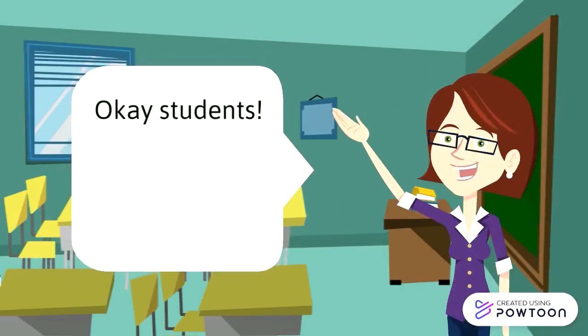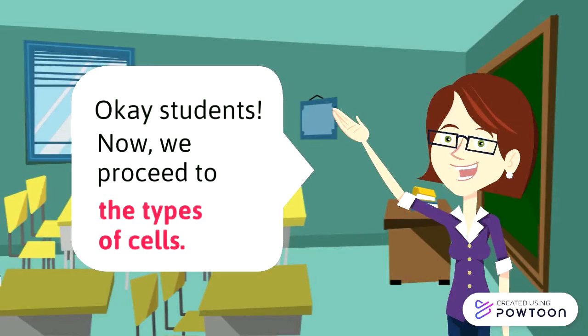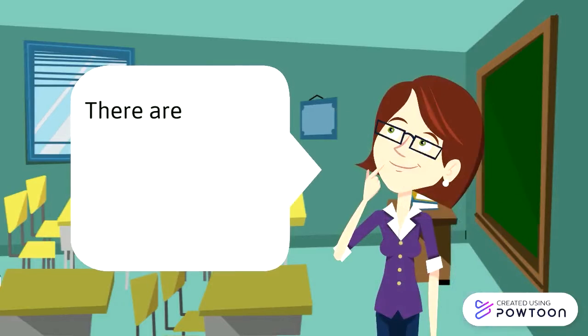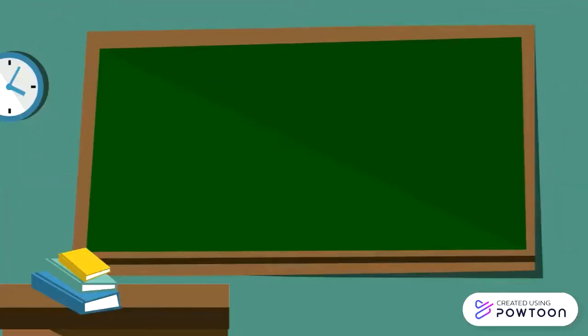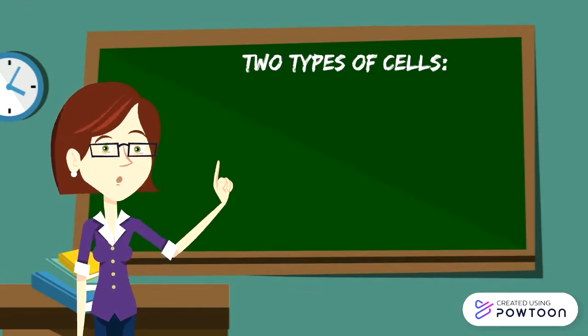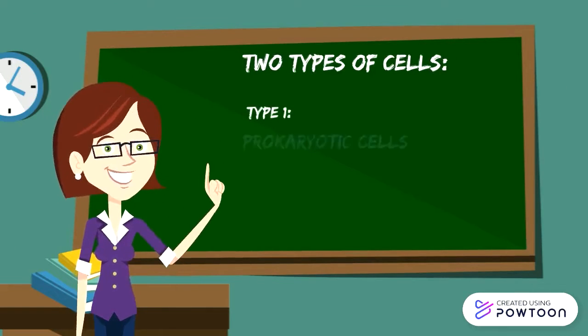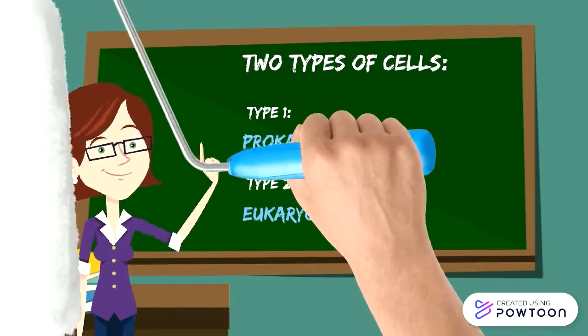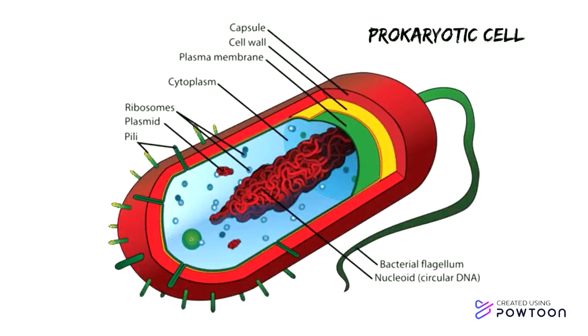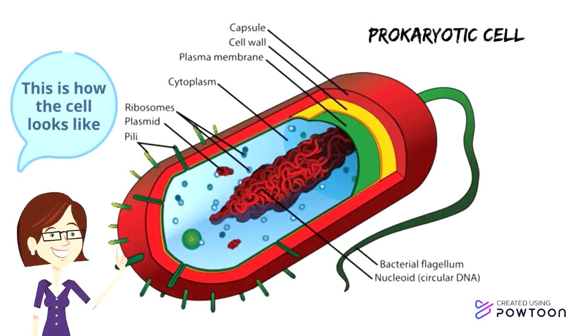Okay, students, now we proceed to the types of cells. There are two types of cells. Do you want to know what they are? The two types of cells are type 1, prokaryotic cells, and type 2, eukaryotic cells. This is how the cell looks like.